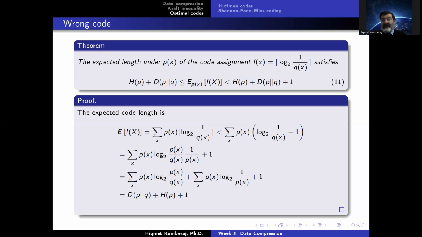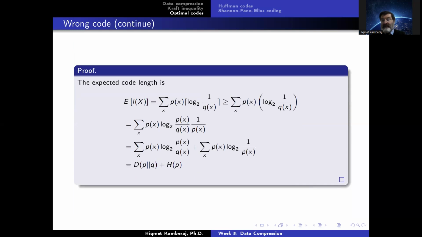To take the left-hand side of the equation 11, we use the other property of the ceiling function: ceiling of X is greater than or equal to X. So I'll have the expected value of L of X, the sum of all x P of X, ceiling of log with base 2 of 1 over Q of X, is greater than or equal to the sum of all x P of X log with base 2 of 1 over Q of X. Now again, I divide and multiply by P of X, and I split the log with base 2 into two terms, log with base 2 of P of X over Q of X, plus log with base 2 of 1 over P of X. And I obtain the third line: the sum of all x P of X log with base 2 of P of X over Q of X, plus the sum of all x P of X log with base 2 of 1 over P of X. The first expression gives me the relative entropy between P and Q, and the second gives me the Shannon entropy with proper distribution P. Then I have proved both sides of the equation 11 from before.